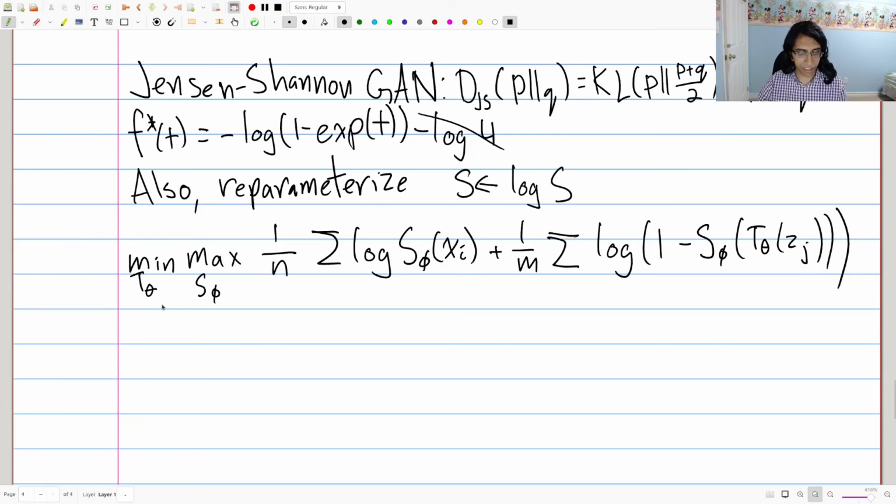And meanwhile, for T of theta, you can see that when they're doing their optimization, the former term just drops out because it's not relevant, because the only thing which has parameters that they can affect is here. And essentially they're trying to optimize this in order to fool the discriminator as much as they can, to really minimize the chance that they're correct.